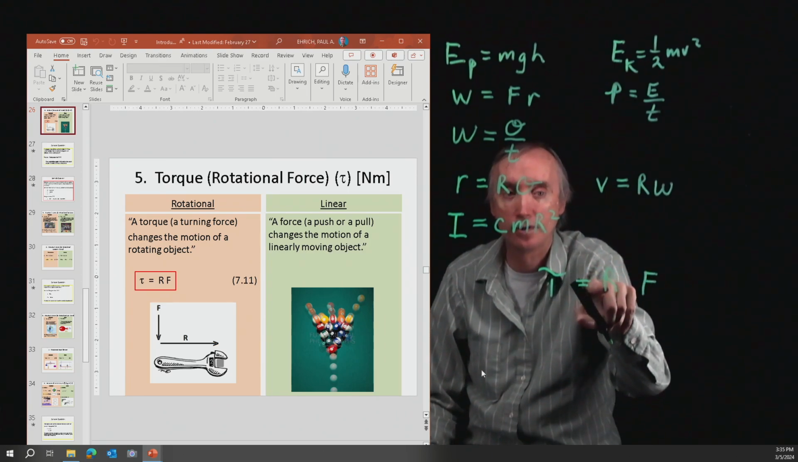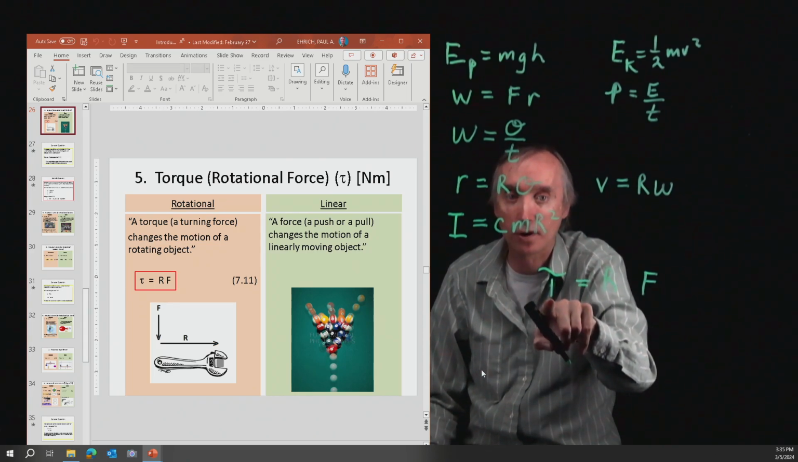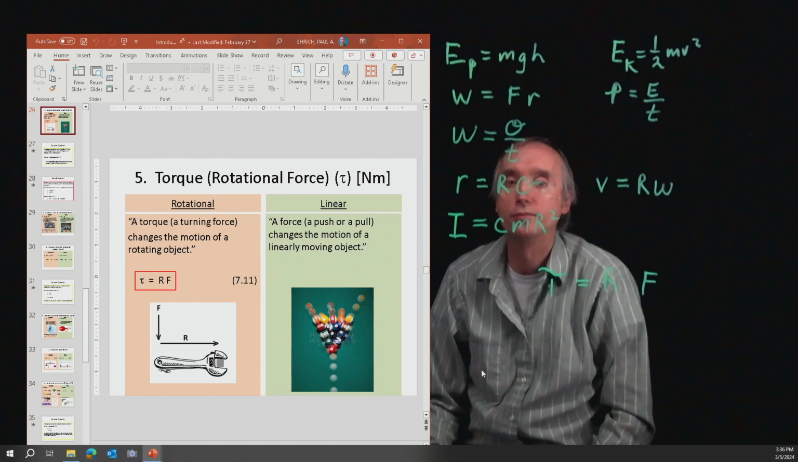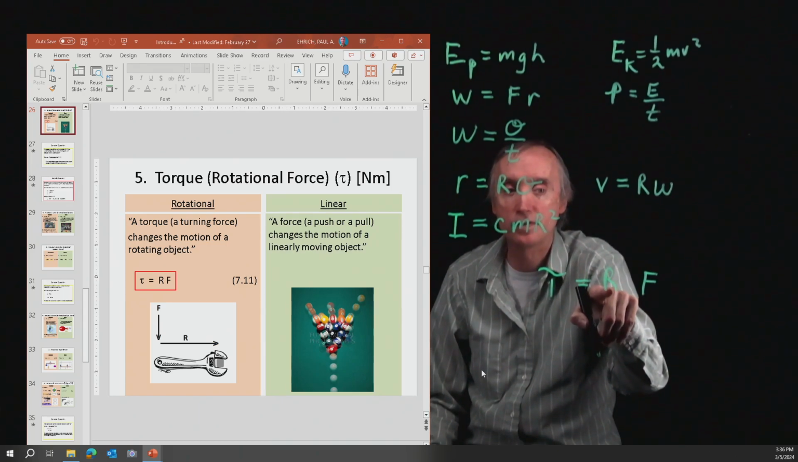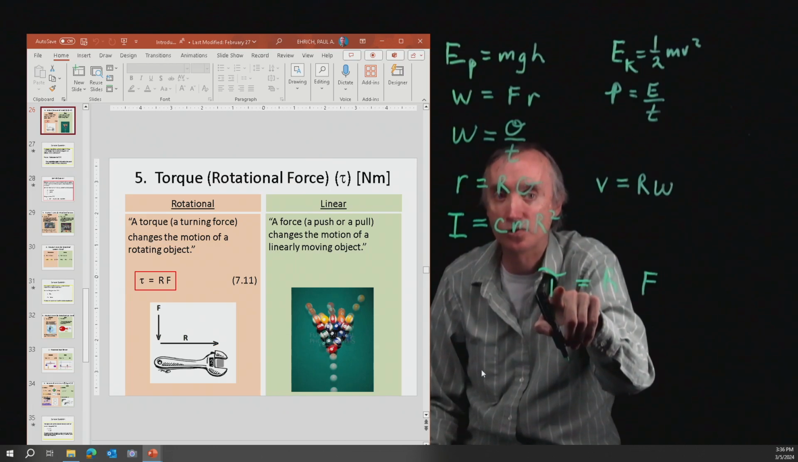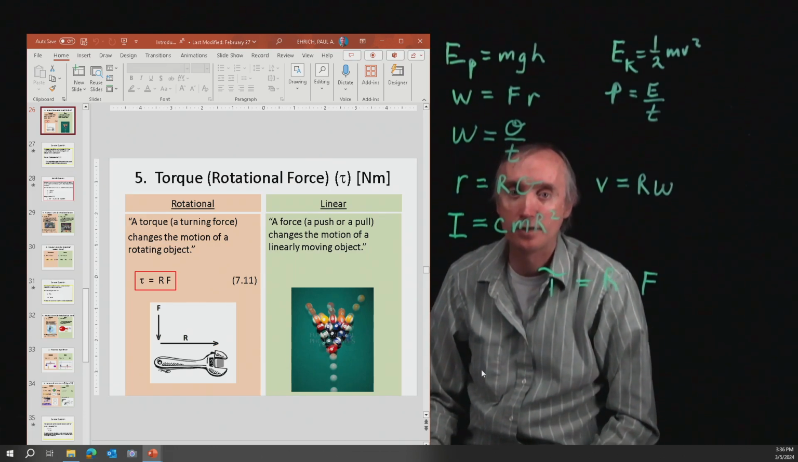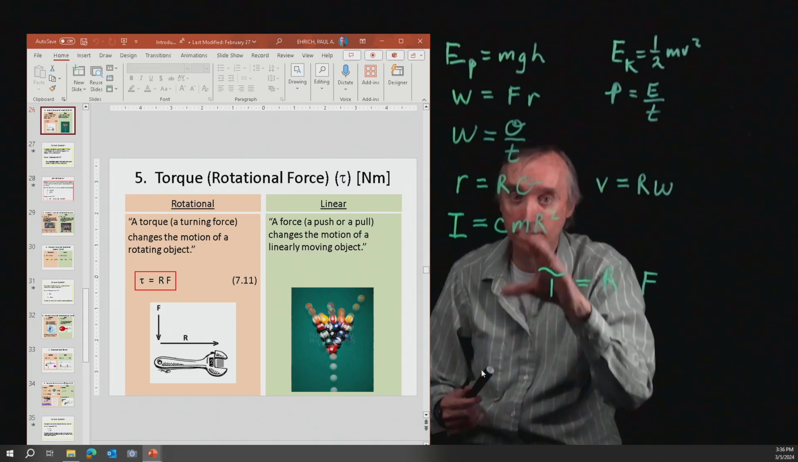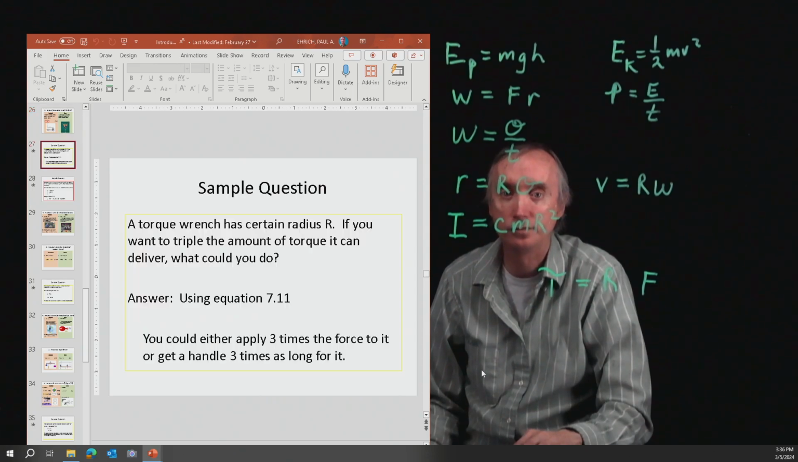So the larger the handle on a wrench, the more torque you can apply. This is the force that you're applying. This is the radius at which you're applying the force. And this is the amount of twist that you can apply. And so it has a red box around it, so I would like for you to be able to do it.